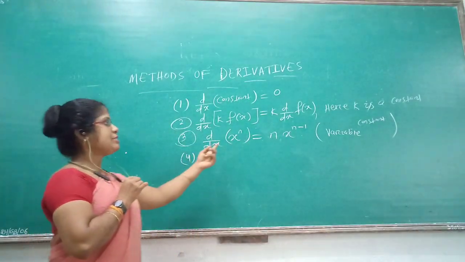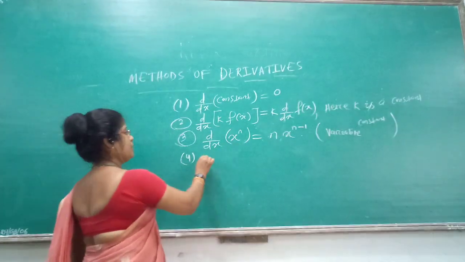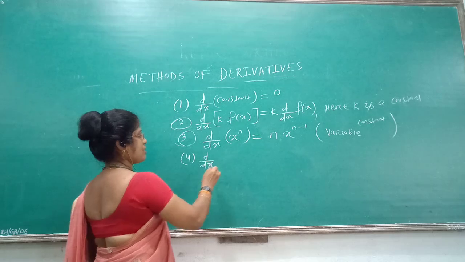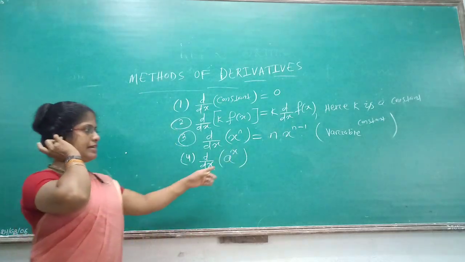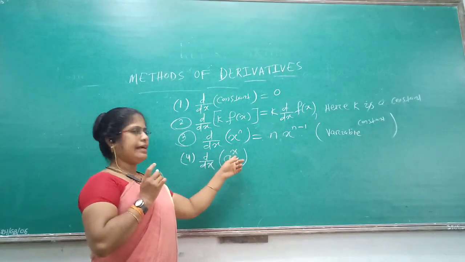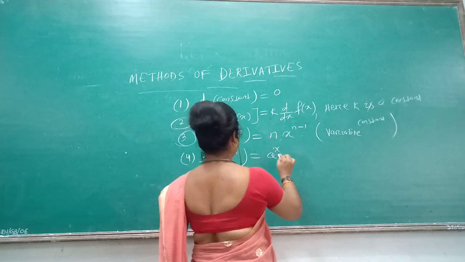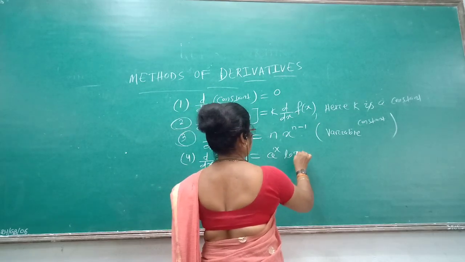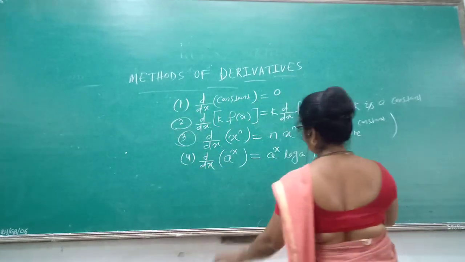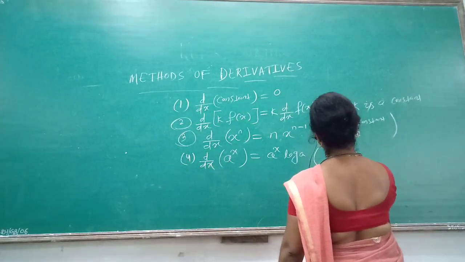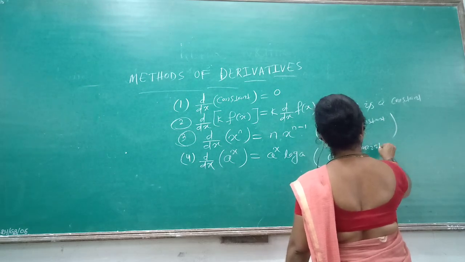the derivative of its opposite, that is constant to the power variable, that is d by dx of a to the power x. Here a is a constant and x is the variable. The formula is a to the power x into log a. This formula is applied when it is constant to the power variable.